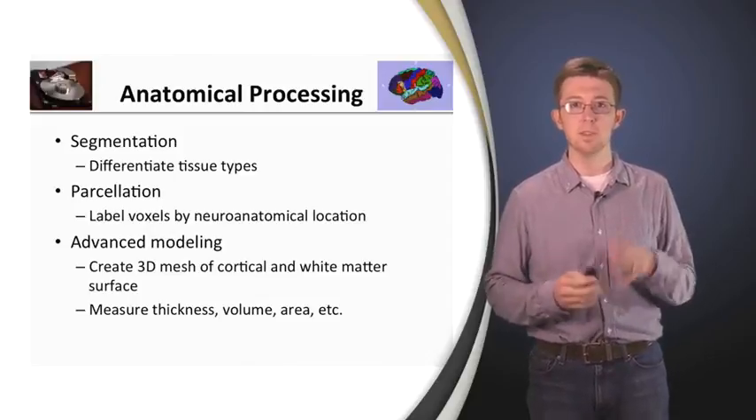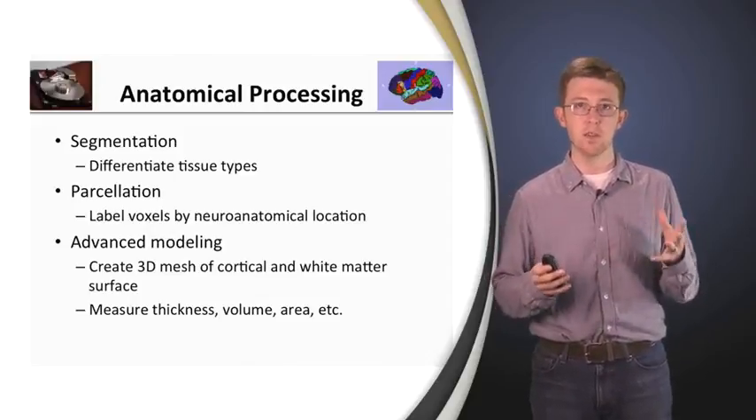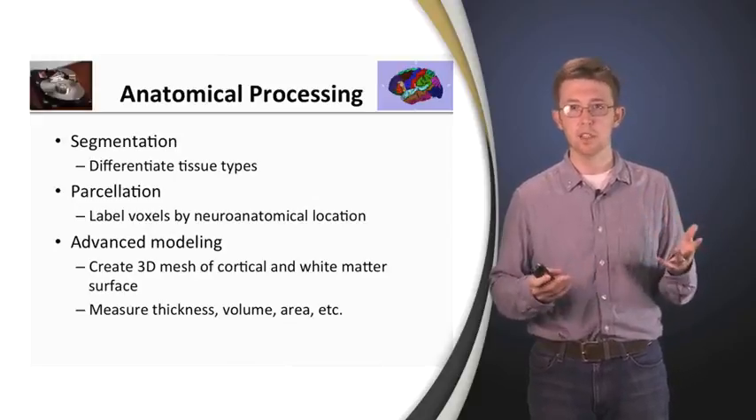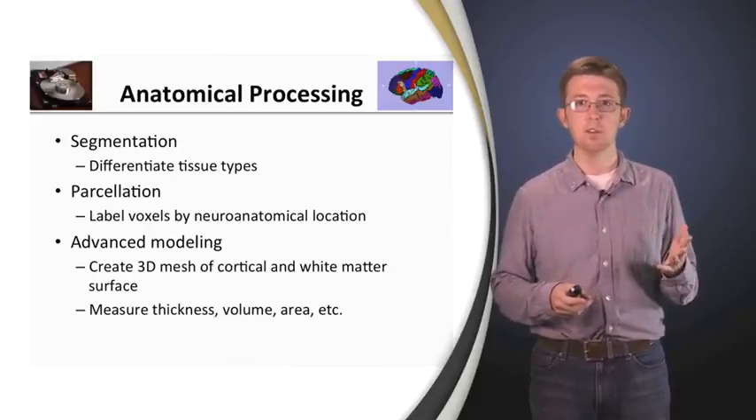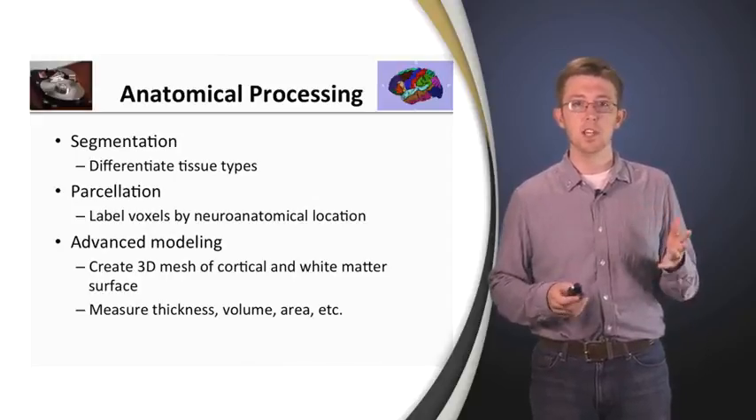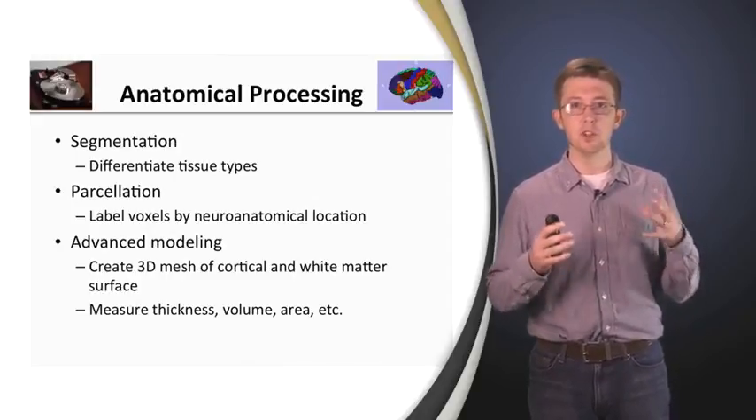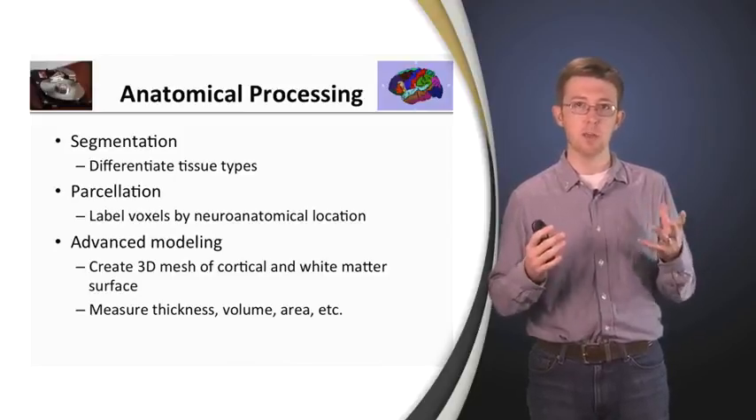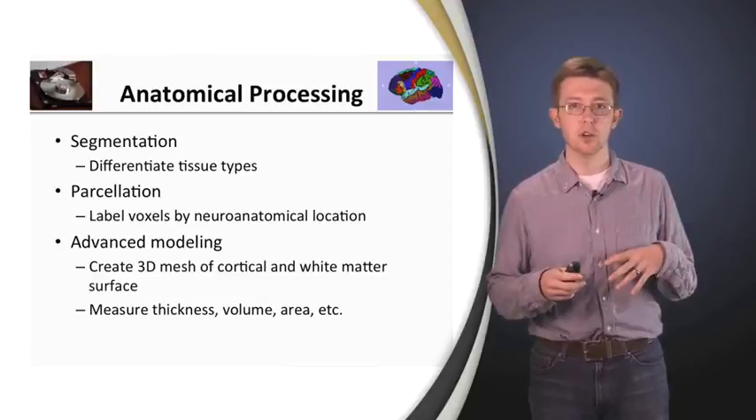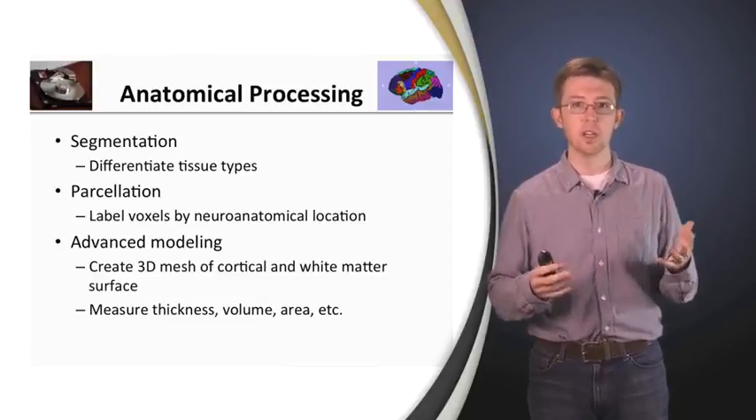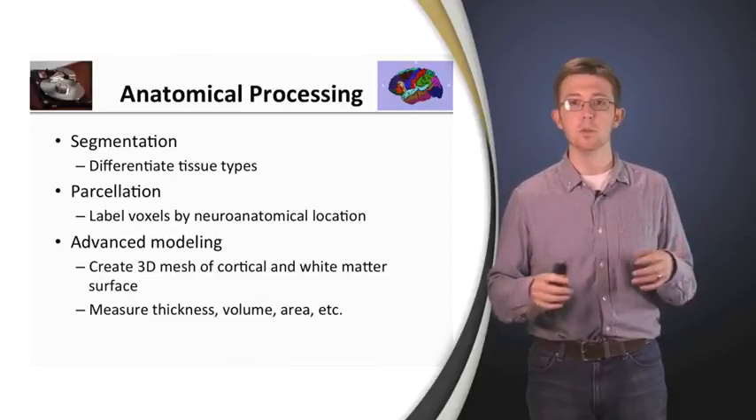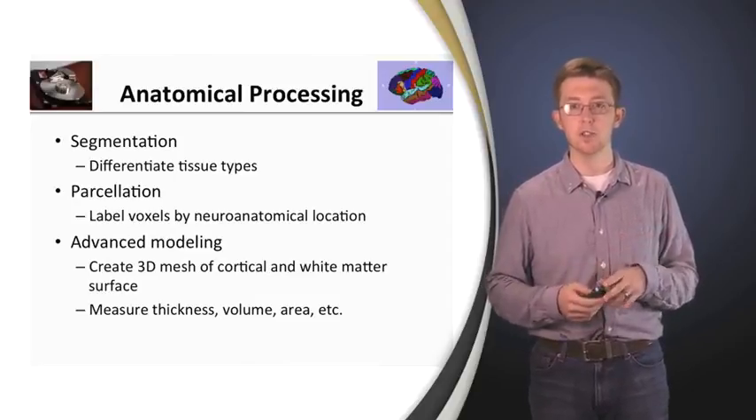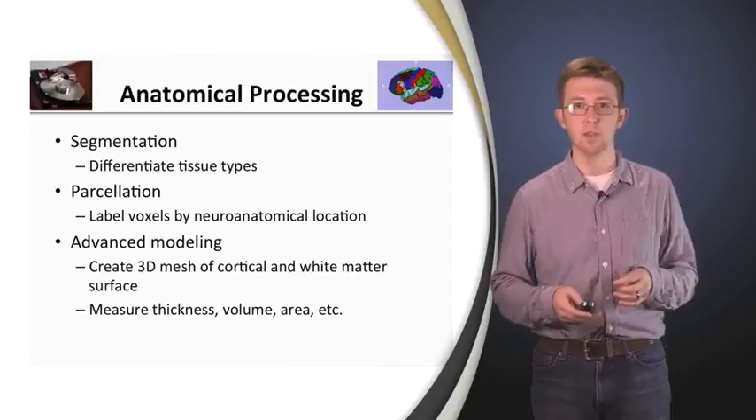And then since there's so much information in this high-res anatomical image, we can do some advanced modeling. There's a couple of different packages out there that will create a three-dimensional mesh of the cortical and white matter surfaces. Once we have that 3D mesh, we can measure things like cortical thickness and subcortical volumes, and these packages all do everything automatically. So it's very easy from a user's point of view to use these.